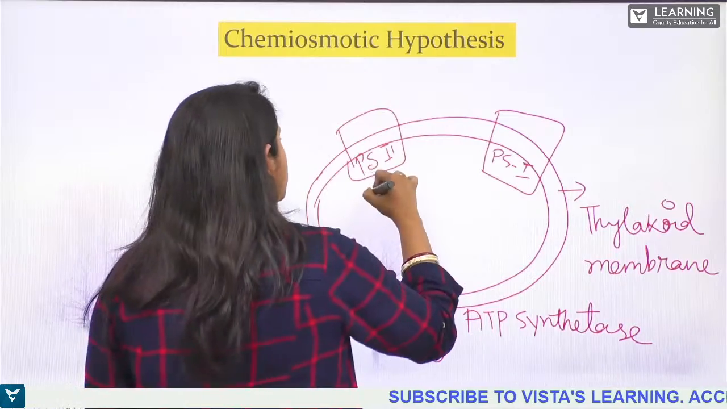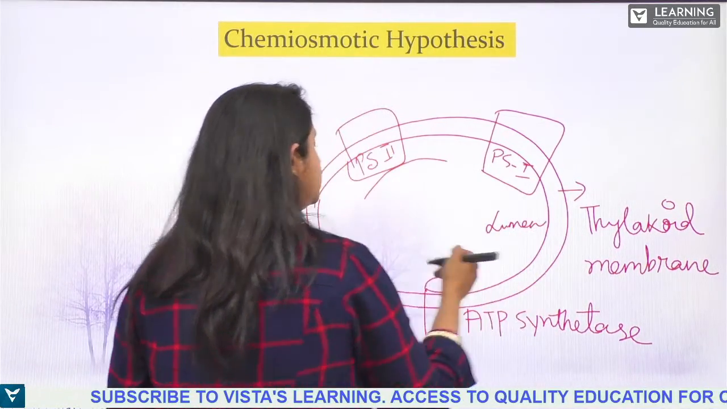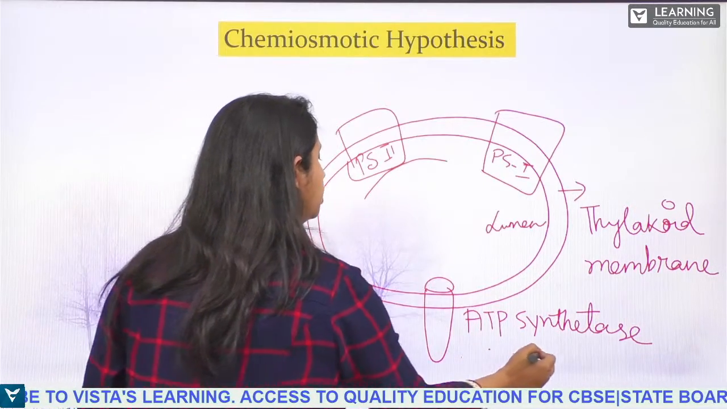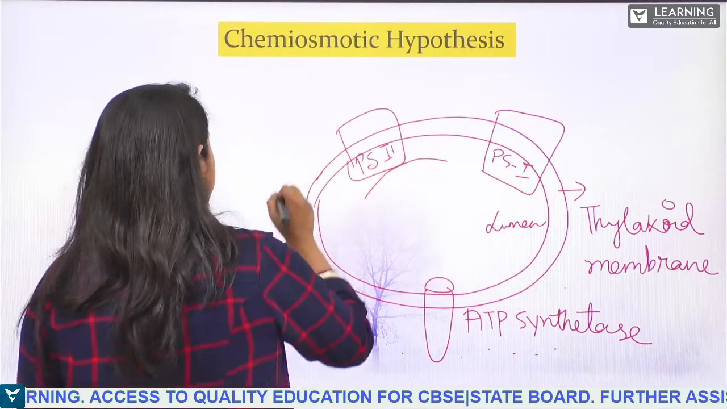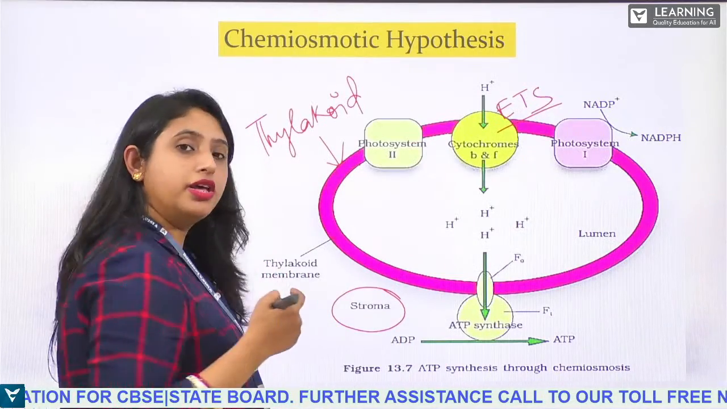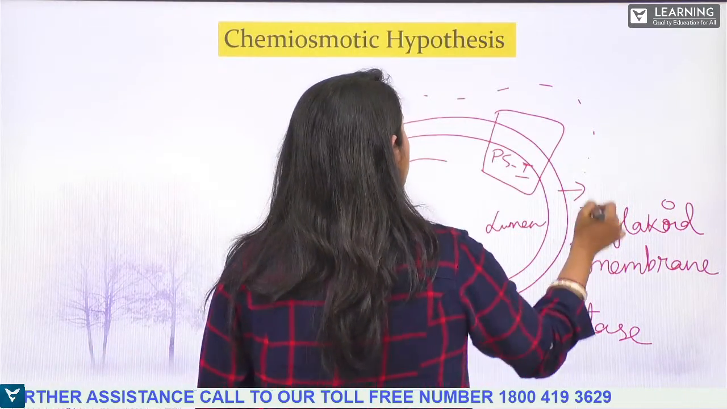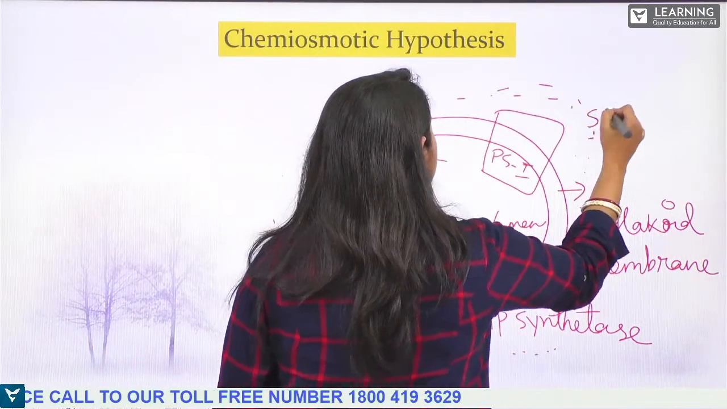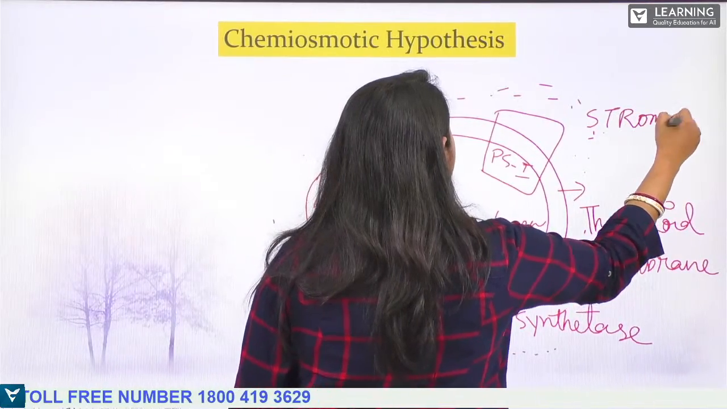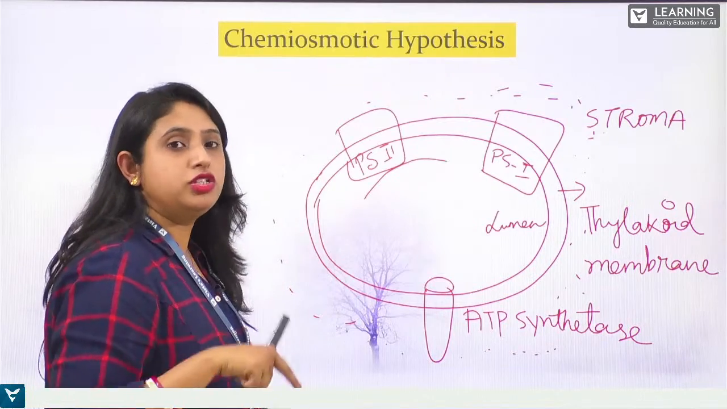Photolysis takes place in the lumen. This is the lumen, and this area is the stroma, as you can see here. These are all the stroma of the chloroplast. So this is all taking place in the chloroplast only.